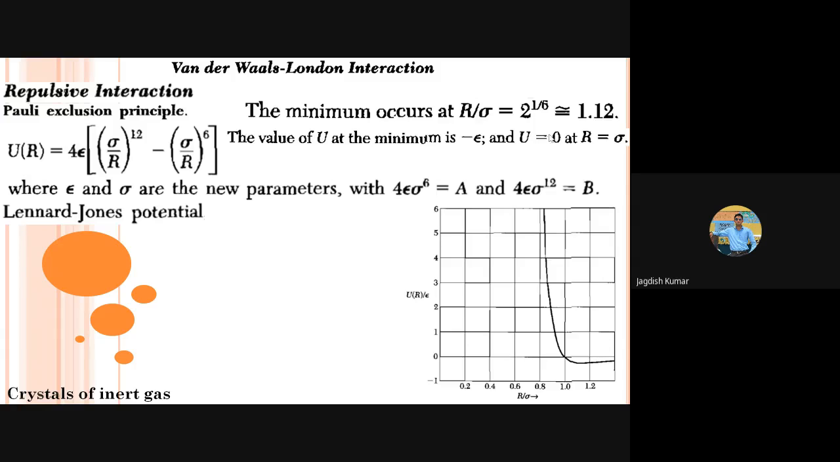You can also prove that u is equal to 0 when r is sigma. That's straightforward. When r is sigma, this term is 1, this term is also 1, so both subtracted from each other give you 0. So r equal to sigma is a point where the potential is 0. The potential due to the attractive part is exactly the same as the potential due to repulsion.